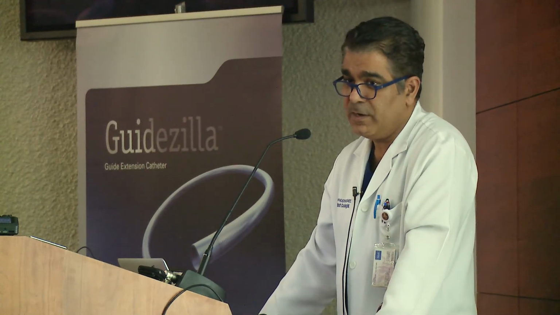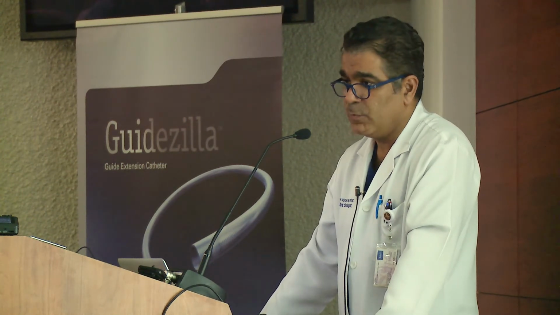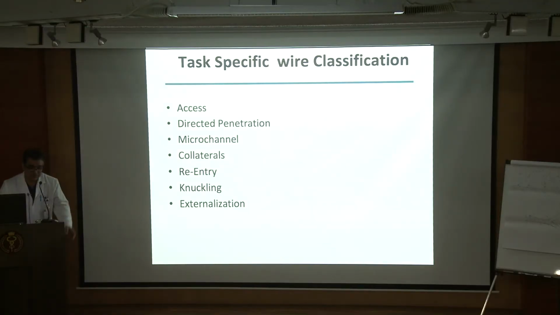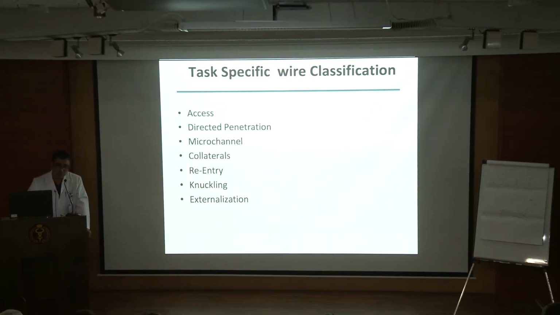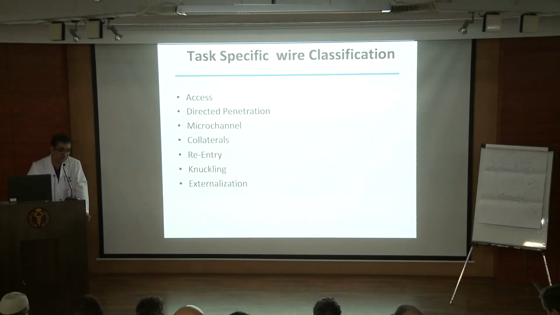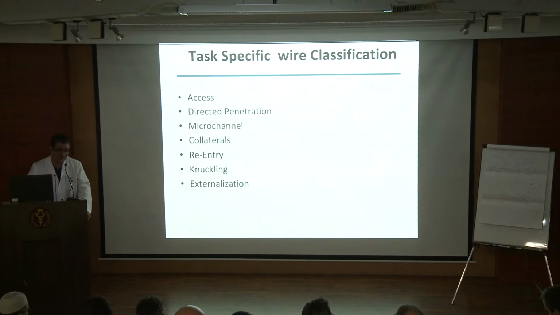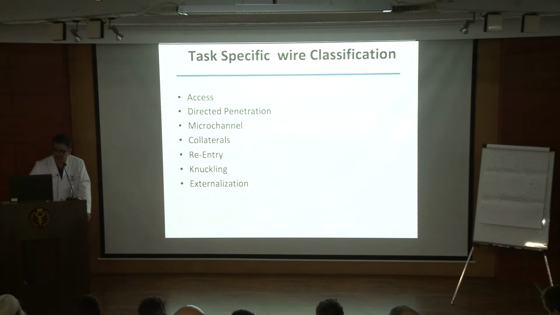I look at a wire in terms of how I would access my CTO. I call it the access wire. Then there are wires you use for penetration, such as what Jonathan used, like a CP12, to penetrate the cap. There are wires that are preferentially used for crossing microchannels. Some wires are specific for collaterals. Wires you can use for re-entry, like Jonathan showed an example when he had the Stingray balloon and used the Stingray wire to re-enter. There are specific wires that we use for knuckling, and of course, externalization wires.